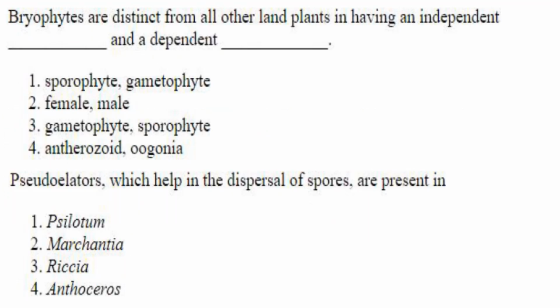Then next one. Bryophytes are distinct from all other land plants in having an independent gametophyte and a dependent sporophyte. So 3 is the answer. Pseudo-elaters which help in dispersal of spores are present in Anthoceros. So 4 is the answer.